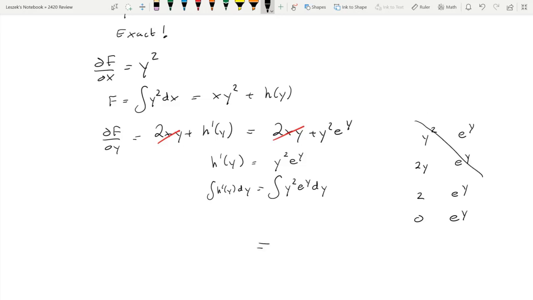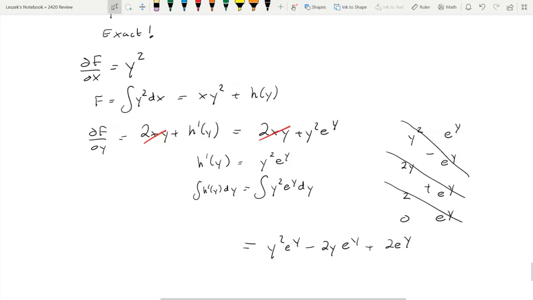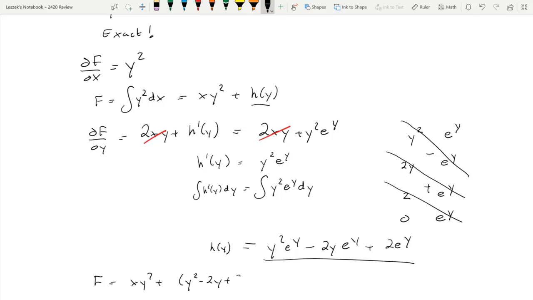Okay, so that would be. All right, so that's h of y up to a constant, of course. So now we know f, right? F we said was xy squared plus this h of y, which we found using integration by parts. And set that equal to a constant, and you get your solution curve.